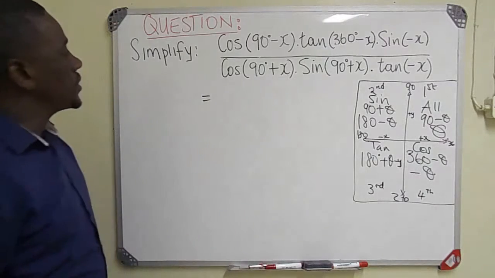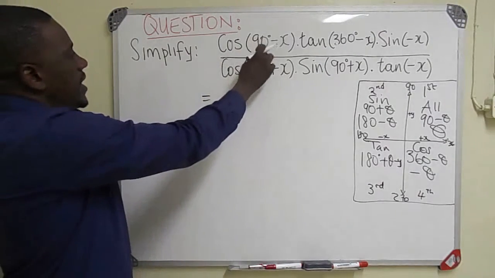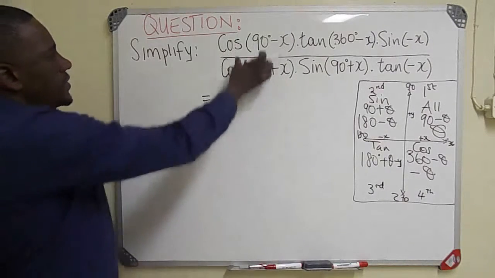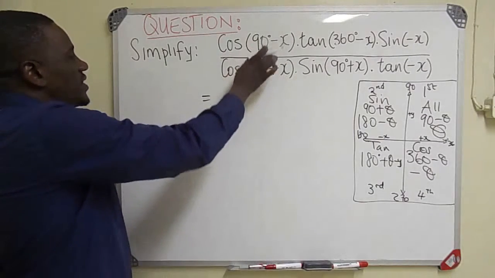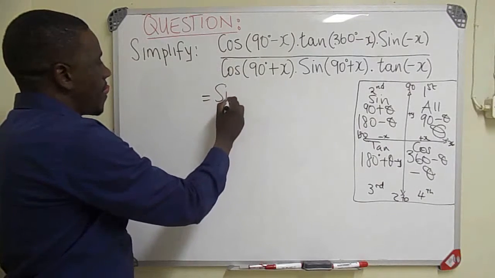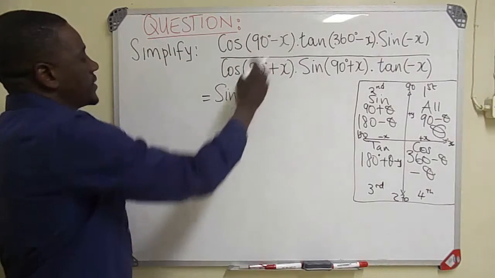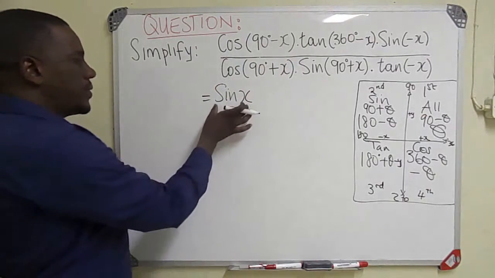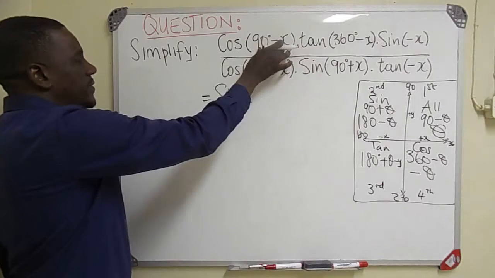Let's continue with our question. Cos 90 minus x. This is a co-ratio. We can change this one to sine, reference angle x. It's positive because this angle is in the first quadrant.